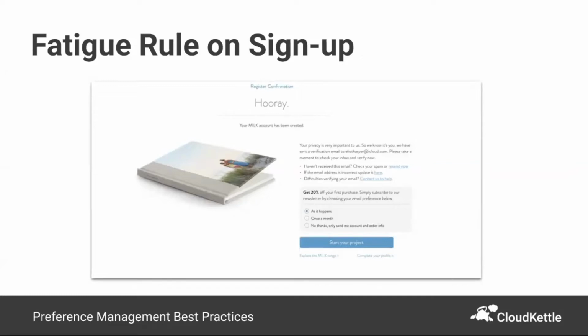So for an e-commerce brand, it's pretty standard to offer a discount when a subscriber joins our list. And at this point, I think we all fully expect to be bombarded with email in return for that discount. In this example, though, Milk Photo Books is offering that standard discount, but they're also giving us the option of only hearing from them once a month, or actually even opting out of marketing email completely once we've created our account.